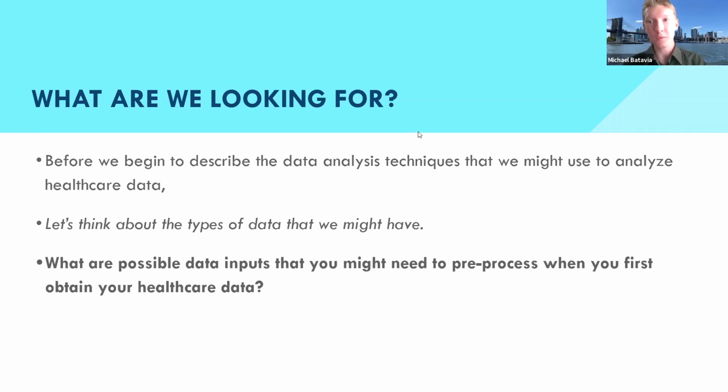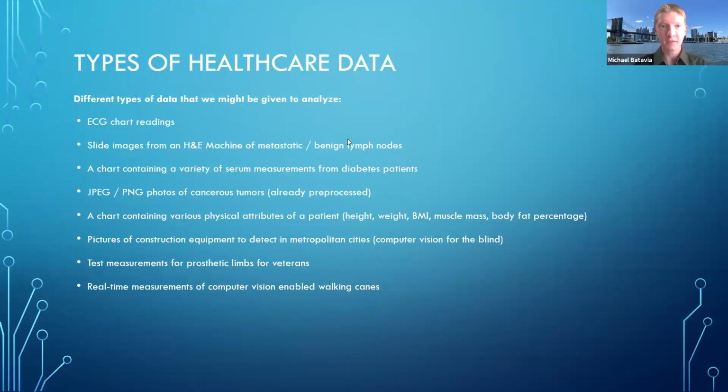We kind of need to know what we're handling before we even begin to handle it. So here's some other types of data we might be given. We have ECG charts, so you know that line that spikes and it shows whether a person is alive or dead. You might have seen that in movies.